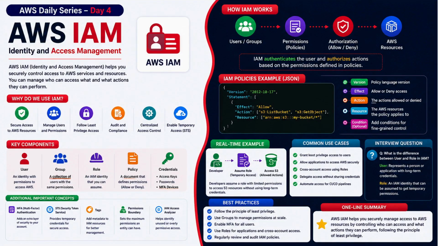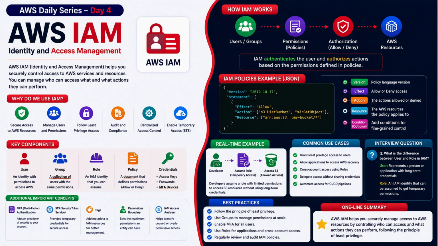Now, here is a very common interview question. What is the difference between an IAM user and an IAM role? The answer is quite simple. An IAM user represents a person or an application and typically uses long-term credentials to access AWS resources. On the other hand, an IAM role provides temporary permissions and is used only when access is needed. This is a very important interview question, so make sure you remember it.